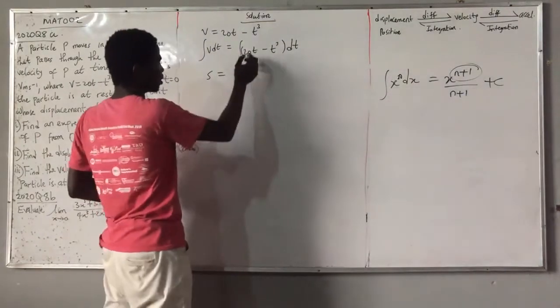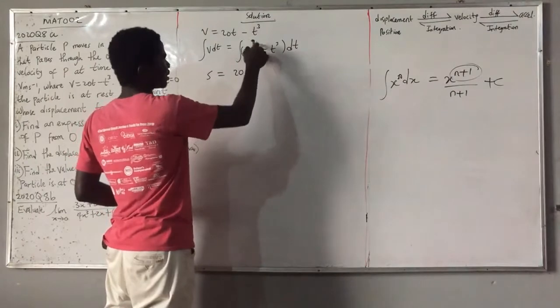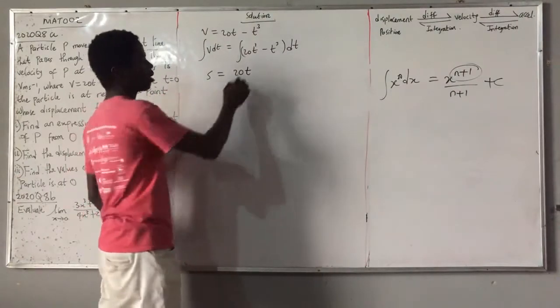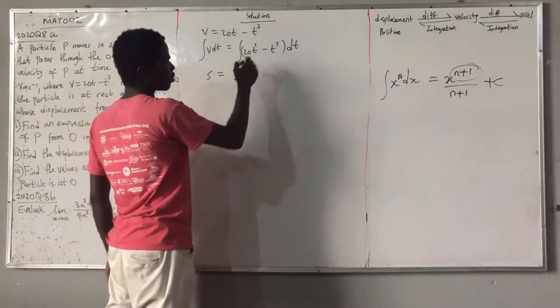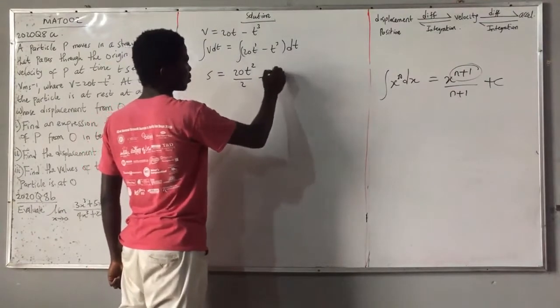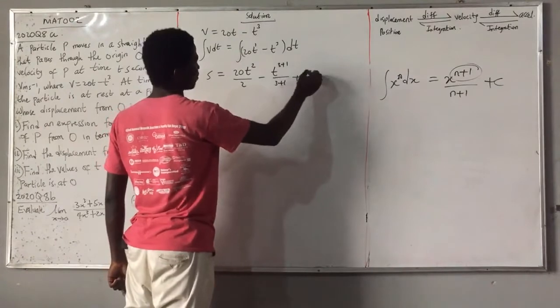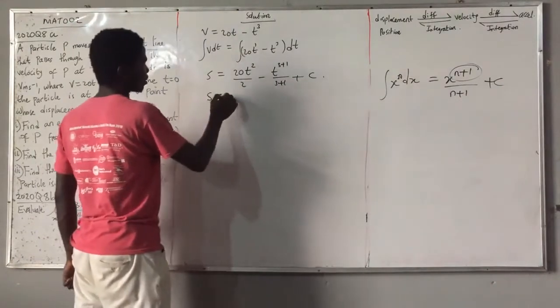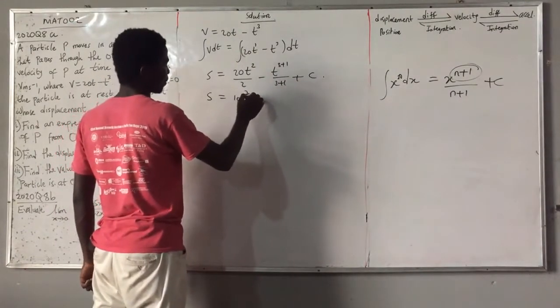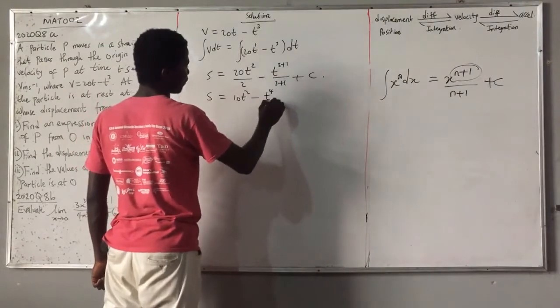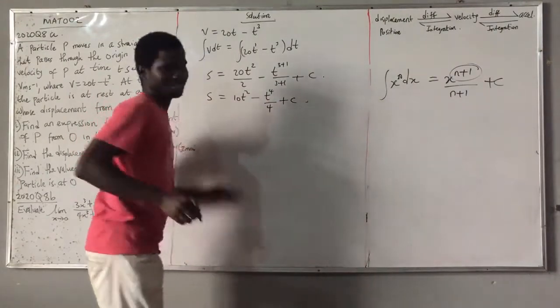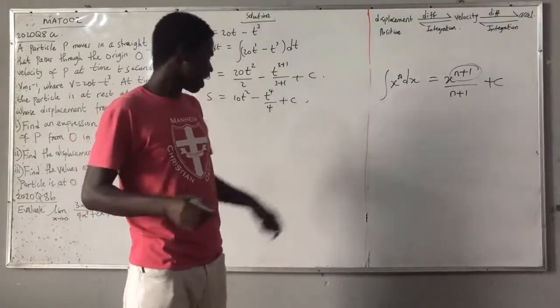So this one will become, this is 20, this is t raised to power 1, right? 1 plus 1 will give me 2. So divided by the whole power 2, this is minus t raised to power 3 plus 1 all over 3 plus 1. Don't forget plus a constant. S equals 10t squared minus t raised to power 4 over 4 plus c. This is the displacement, but you have to find c. How do you get c?